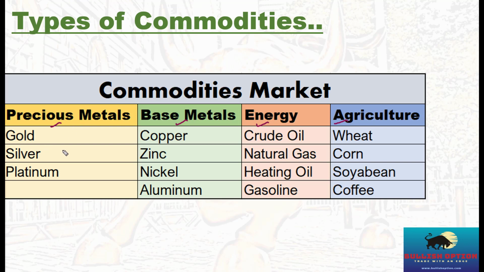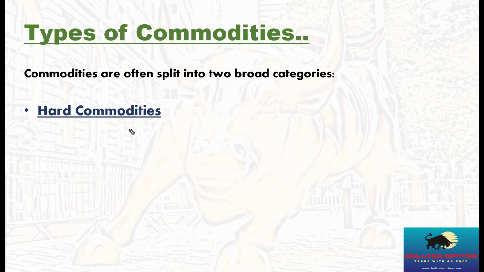Some examples of precious metals are gold, silver, platinum. Base metals are copper, zinc, nickel, aluminium. Energy: crude oil, natural gas, heating oil, gasoline. In agriculture, the most common examples traded in the market are wheat, corn, soybean, and coffee. So these are some of the most common examples of the different categories. The four categories are precious metal, base metal, energy, and agriculture. So we'll focus on these types of commodities.